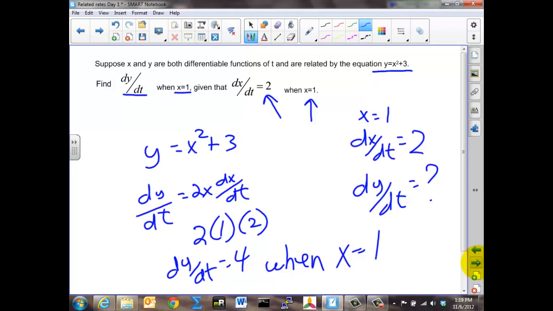Okay? Do you understand that a little bit? That's just brute force algebra. Once you take the derivative, it's just algebra after that, isn't it? And I think that's what you're going to find. We're going to have to take derivatives and then do a bunch of algebra to it, okay? Any questions about that problem so far?